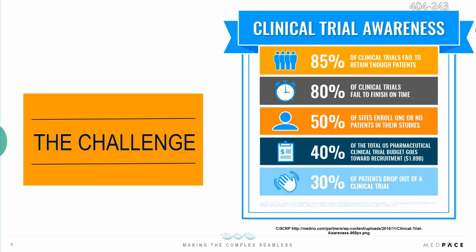40% of our sponsors' budgets are used on clinical trial recruitment. So how do we effectively use those budgets and even reduce those budgets so that we're focused on clinical operations? And then when we do identify the appropriate patients for the trial, 30% of those patients ultimately drop out. So how do we keep our patients engaged, enrolled, and ease their burdens of trial participation so that they are supportive in clinical trial?